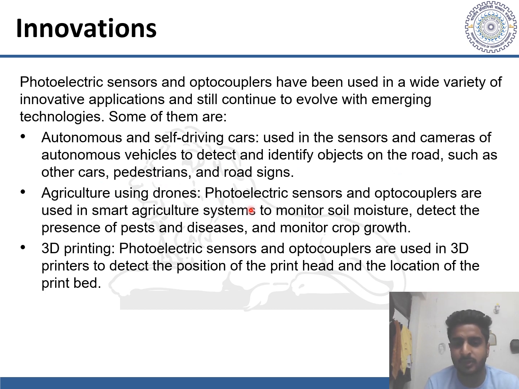Agriculture using drones. Photoelectric sensors and optocouplers are used in smart agriculture systems to monitor soil growth, detect the presence of pests and disease, and monitor the crop growth. 3D printing is also coming up nowadays as a very innovative field, and photoelectric sensors and optocouplers are used in 3D printers to detect the position of the print head and the location of the print bed.